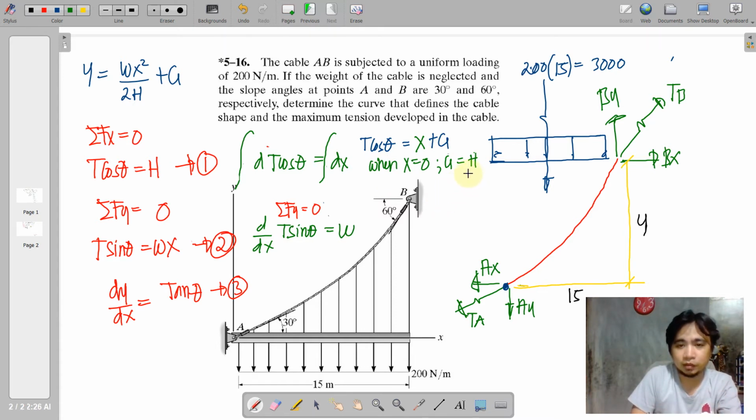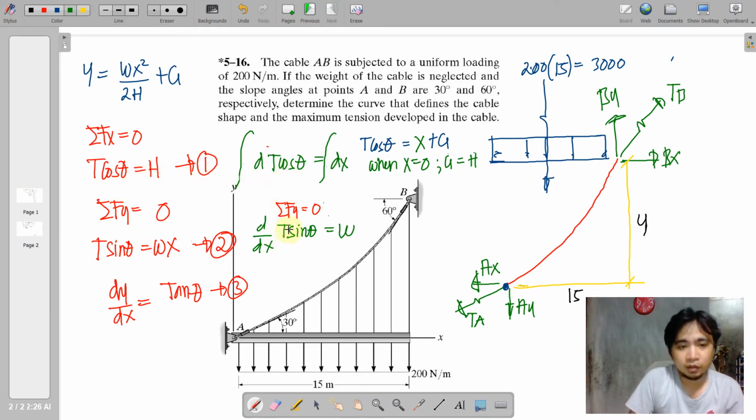So anyway, we just have to substitute that at x is equal to 0, we have a constant of h. So anyway, it will go back. What I'm trying to point out is it will just go back to this first equation. So h is constant all throughout wherever the point is. So the component cosine theta times t is always h at any point.